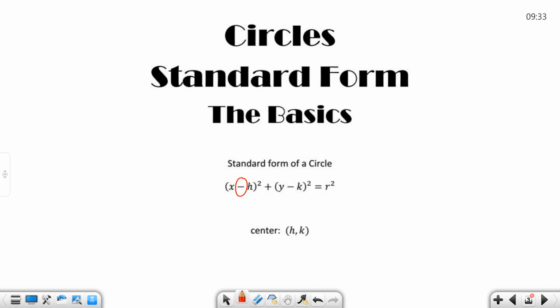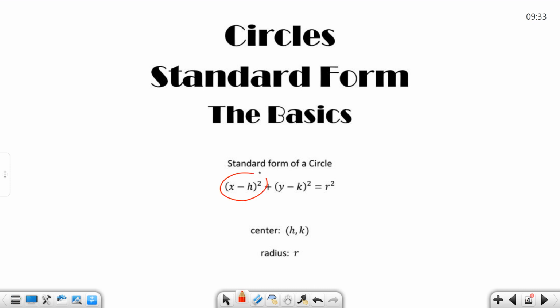And notice there are minus signs in the formula, which means when we come down here and put these things in the center, we change the sign. And the radius is r, the square root of r squared, okay? And the radius is r, just r. So the standard form, we're going to focus on this.